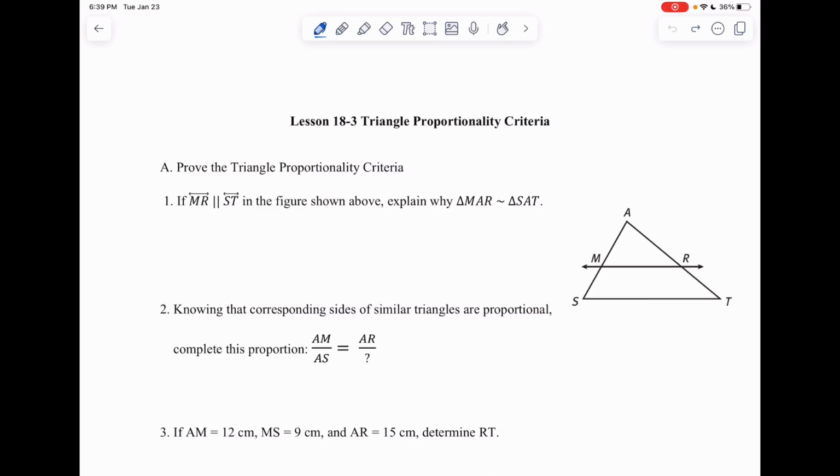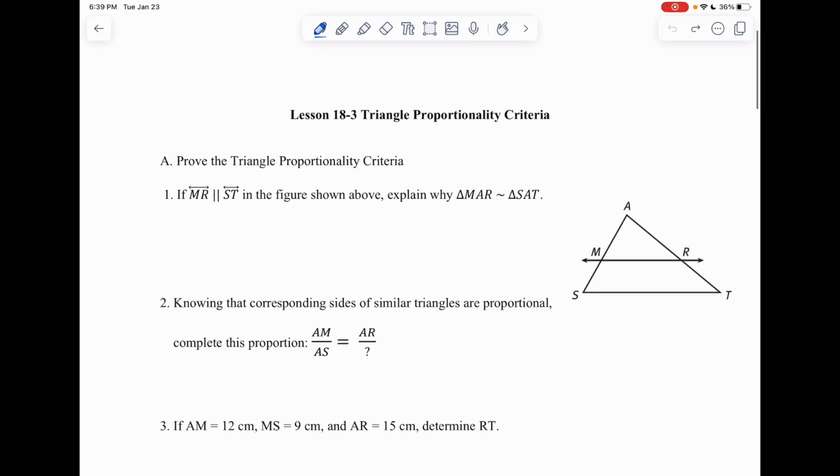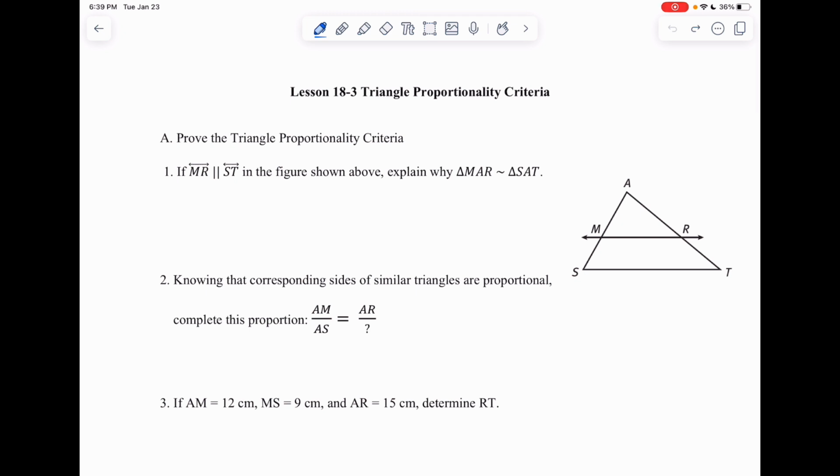Everyone, and welcome to this video going over lesson 18.3, Triangle Proportionality Criteria. Let's get started. On the right here we have triangle SAT and line MR going through it, and it says if line MR is parallel to line ST, so remember this symbol means parallel, explain why triangle MAR, so MAR is this top triangle, is similar to triangle SAT, which is the entire thing.